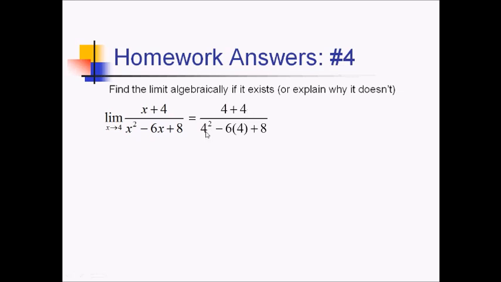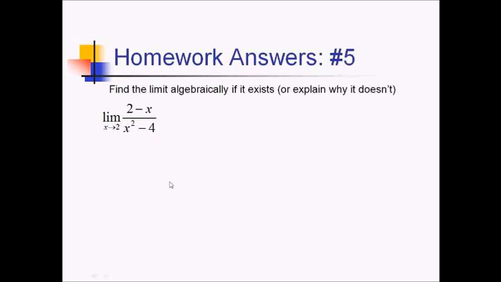Down here I've got 16 minus 24 plus 8. That actually all comes out to 0. 8 over 0, I have a non-zero number over 0. That means I have a vertical asymptote, which means my limit automatically does not exist.